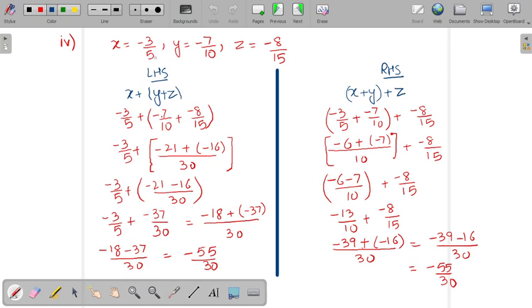Similarly, in the fourth part, the values are these x, y and z values. Again substitute in LHS. After substituting it, you will solve the bracket first. While solving the bracket, take the LCM of 10 and 15. So it would be 30. Divide from below, multiply above, and then solve it further. You would be getting this as the LHS, minus 55 by 30.